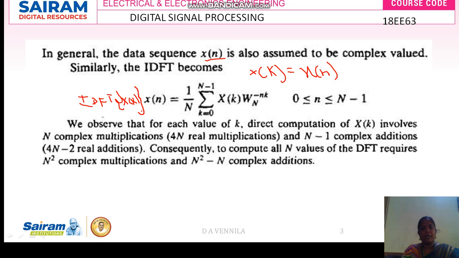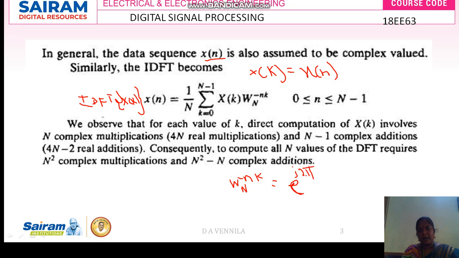The formula will be x of n equal to 1 by N summation k equal to 0 to N minus 1, x of k omega N to the power minus nk. So this twiddle factor has minus nk, but in the earlier formula the twiddle factor does not have a minus sign. Here the minus sign will be there. If you write omega N to the power minus nk using Euler's identity, it will be e power j, because minus into minus gives plus, so e power j 2 pi.